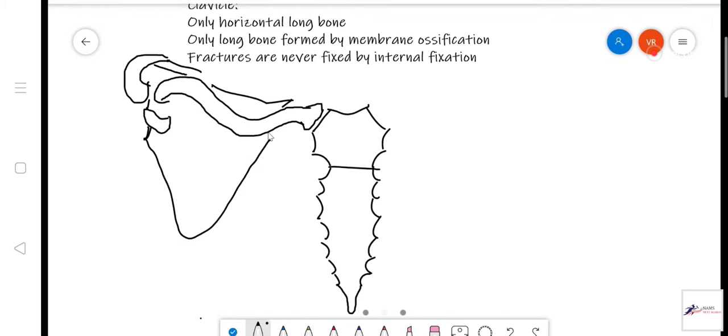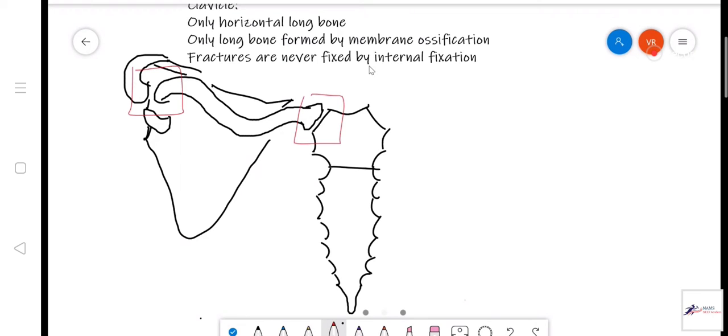So this is the shape of the bone. It has two ends here. This is the sternal end, and there's the acromial end there. These are the two ends of the clavicle, which we just marked. This part is what we call the shaft of the clavicle itself. So these are the parts of the clavicle, and you can see that it has an S shape.